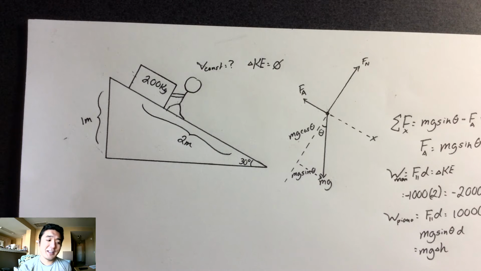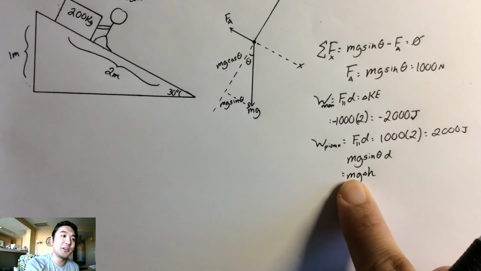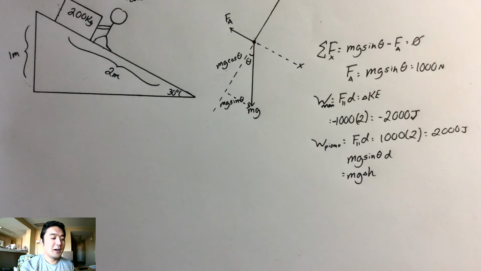So if we wanted to say that the system is the piano and the earth, we would be using this term, potential energy due to gravity. Because right now we're just talking about the piano itself and the forces that are just concerned with the piano, then we'll call it work.